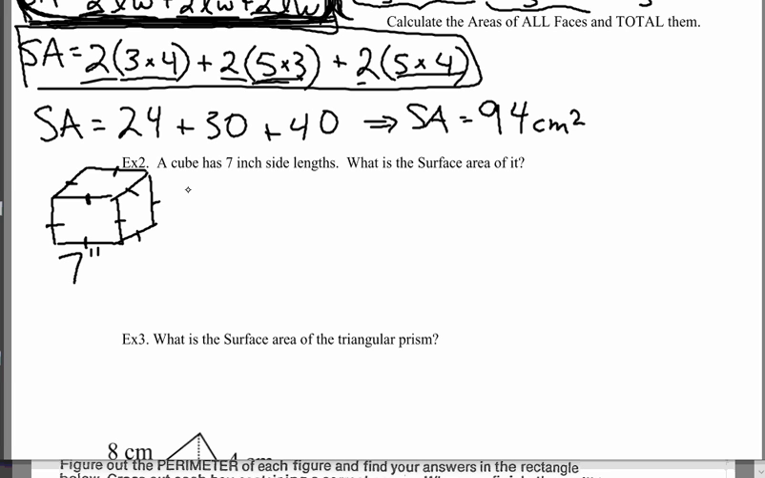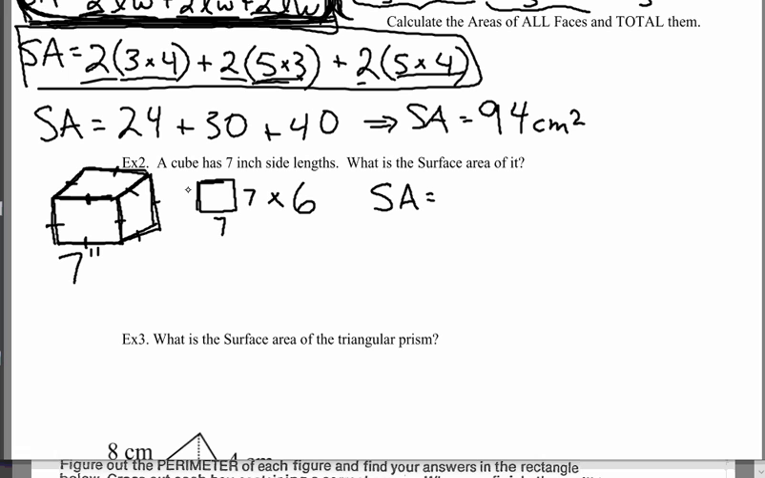So start. What shapes do we have? Well, the shapes that we have in this, we have a square that's 7 by 7. How many of those do we have? Well, every side in a cube is 7 by 7. So how many sides on a cube? There are 6 of them. So we have a 7 by 7 square 6 times.